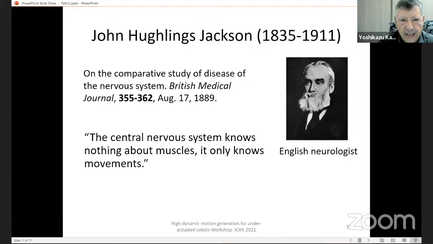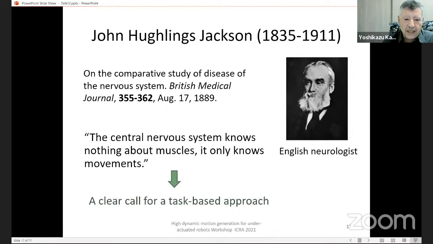It goes way back to Hughlings Jackson, an English neurologist. Way back in 1889, he published a very famous article. He said that the central nervous system knows nothing about muscles, it only knows movements. What does it mean? I think it fits well with Patrick's presentation that you have a sort of passive dynamics. Muscles mainly play the role of passive dynamics, but the central nervous system generates commands that relate only to movements.